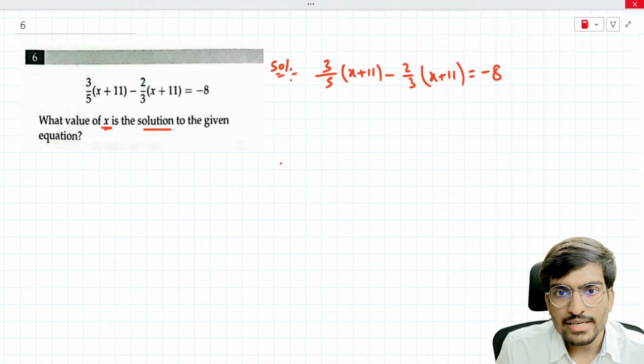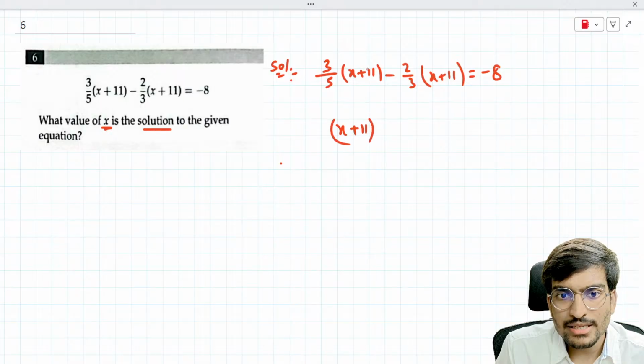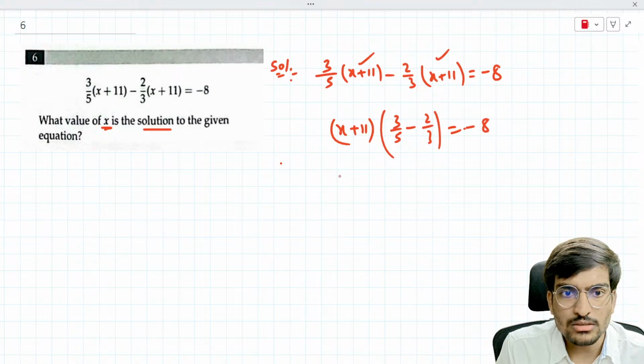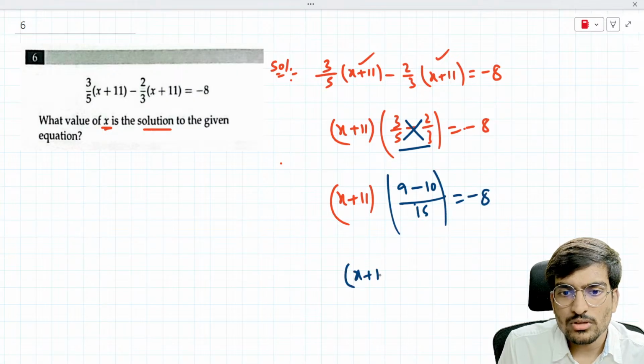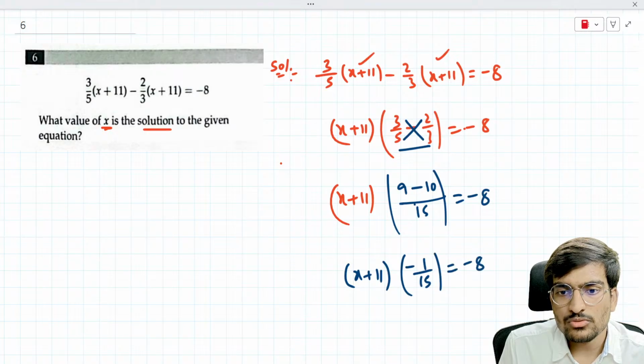So I just take (x plus 11) common because it is the same. So what I do, 3 by 5 minus 2 by 3 equals negative 8. So here (x plus 11) as it is, and then I'll just cross multiply this. 3 times 3 is 9, 5 times 2 is 10, 9 minus 10 divided by 5 times 3 is 15. So that equals negative 8. So (x plus 11) times negative 1 by 15 equals negative 8.